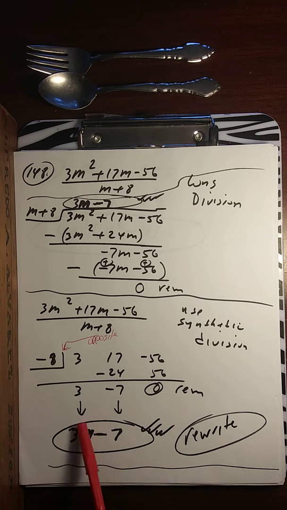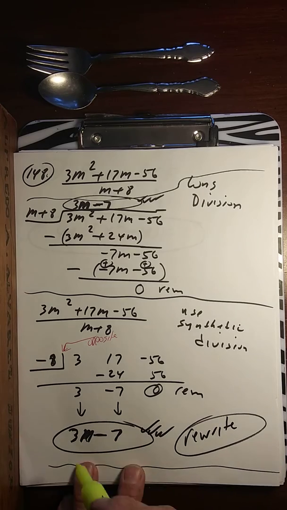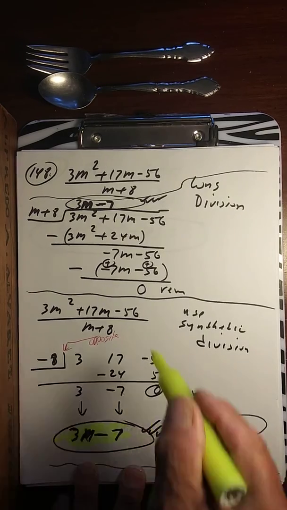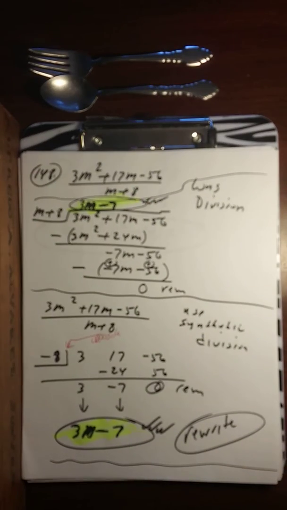So the answer is going to be what? Convert it back, 3m minus 7. So the answer is this one and that one right there. Same answer. Long division, synthetic division.